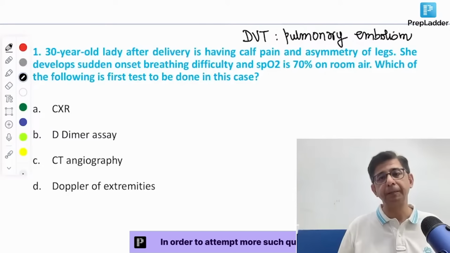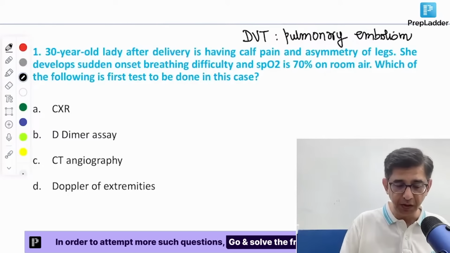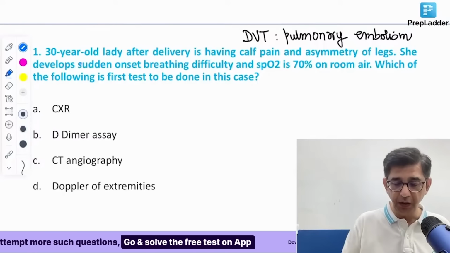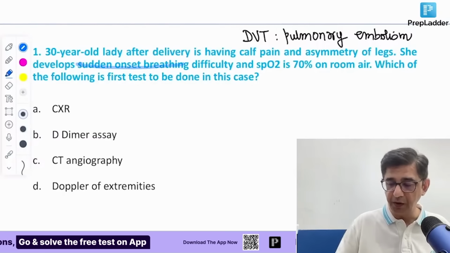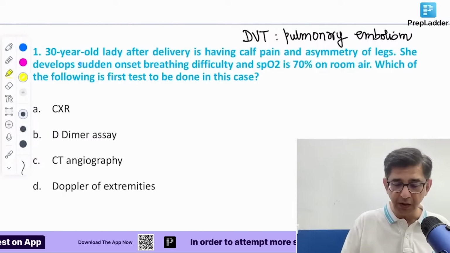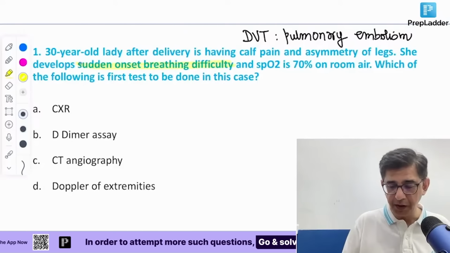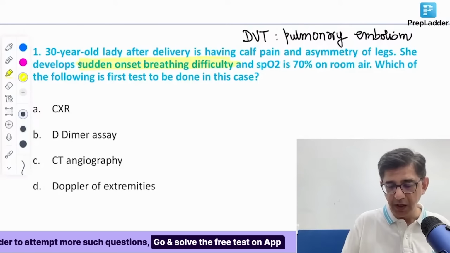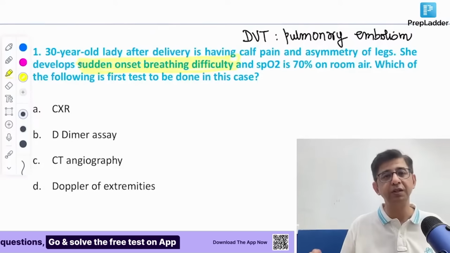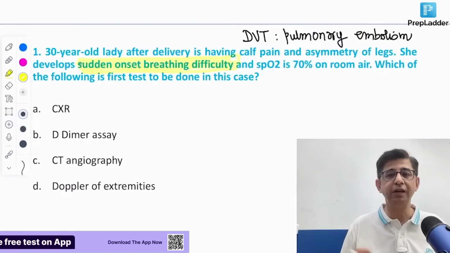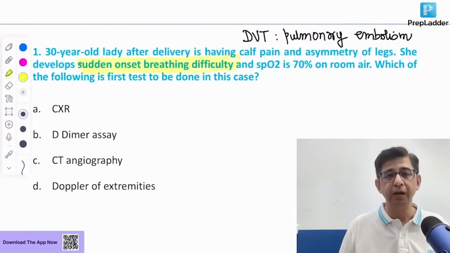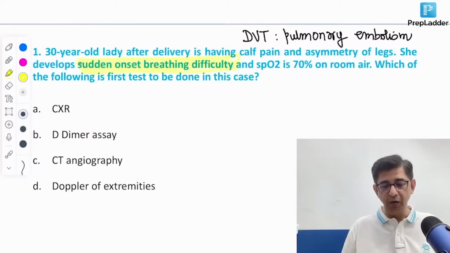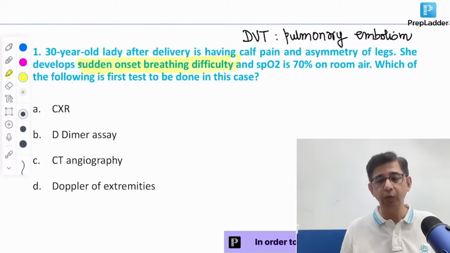The buzzword for this question that you need to pick up is the word sudden onset breathing difficulty in a patient with deep vein thrombosis. He may not write the word deep vein thrombosis, as happened in this question. It is just that he will talk about asymmetry and he says which of the following tests would be the first one to be checked, the first test to be evaluated in this patient.